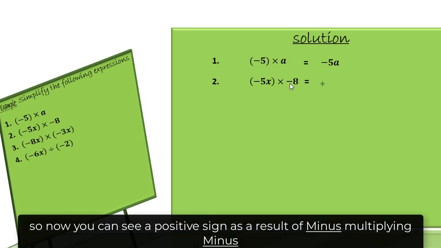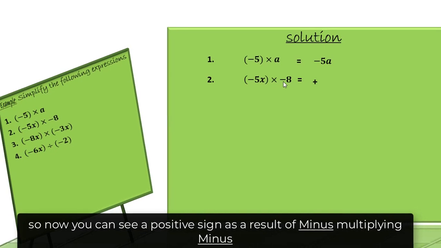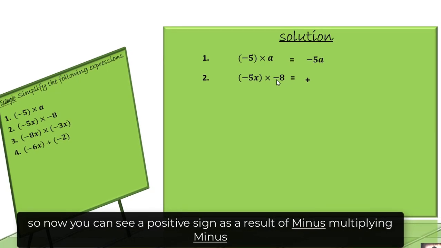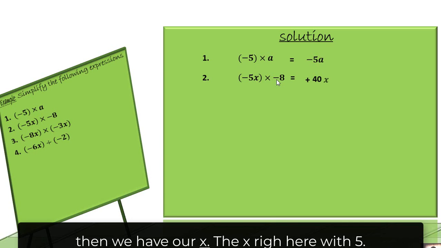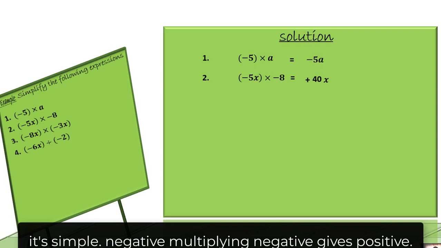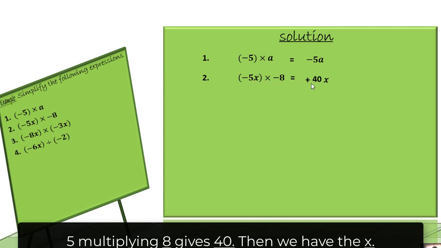So let's look at the example here. You've seen a positive sign as a result of minus multiplying minus. Then the next thing we have is 5 multiplying 8, that is 40. Then we have our x, the x right here with 5. That's simple: negative multiplying negative to give positive, 5 multiplying 8 to give 40, then we have the x.